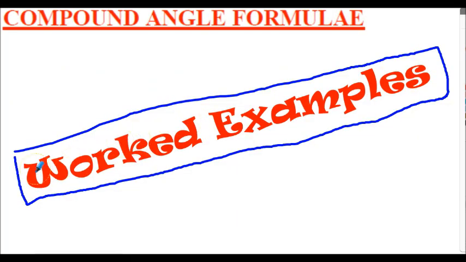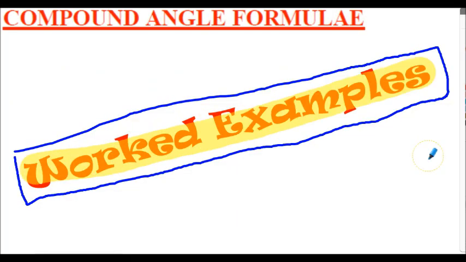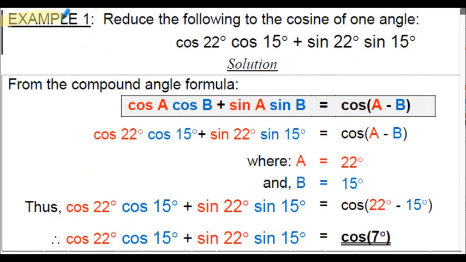Let's now consider some worked examples using compound angle formulae. So here's example 1. We're asked to reduce the following expression to the cosine of one angle. So here's the expression: cos of 22 degrees multiplied by the cos of 15 degrees added to the sine of 22 degrees multiplied by the sine of 15 degrees.